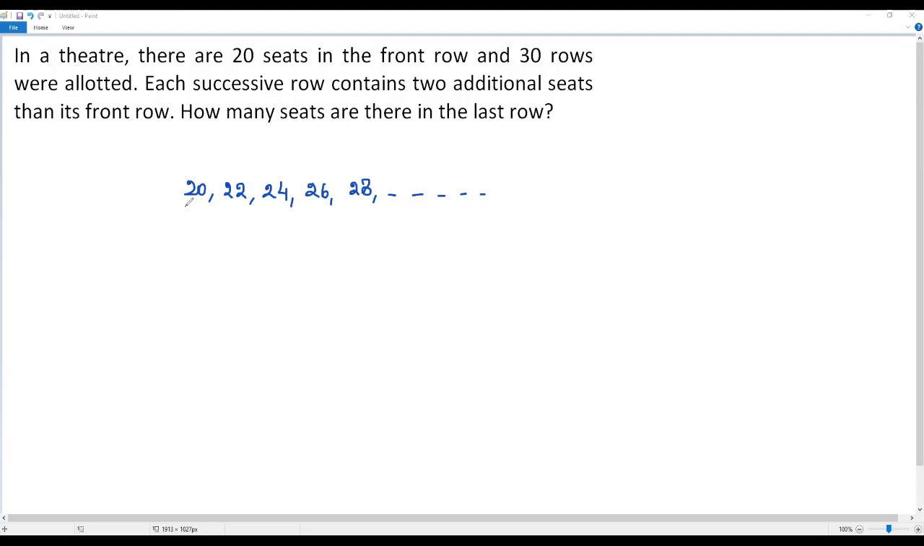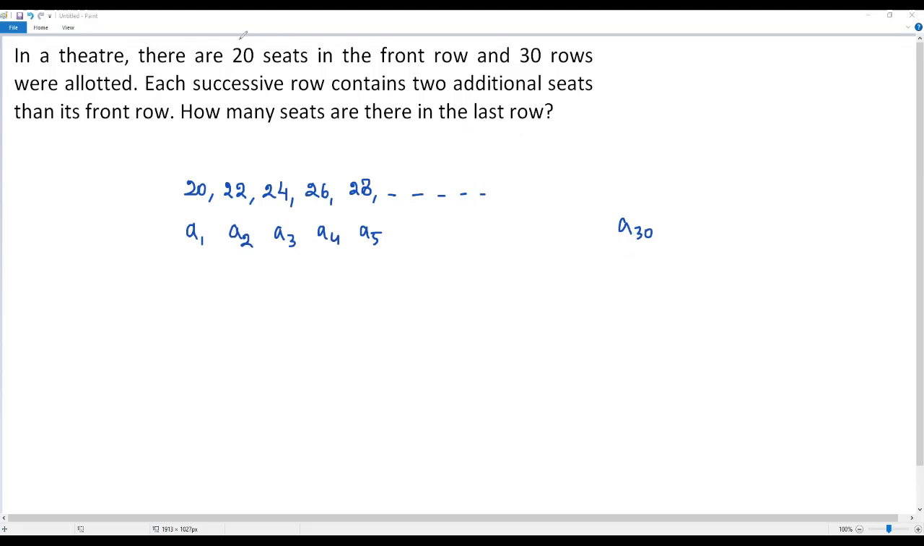Okay, clearly the numbers we have over here form an arithmetic sequence because the difference between any two consecutive terms is the same, that is 2. So since these numbers form an arithmetic sequence, we can consider 20 as the first term of the arithmetic sequence, that is A1. This is the second term and this is the third term. 26 is the fourth term. 28 is the fifth term. In this way, when I keep on writing, A30 will represent the number of seats in the 30th row. So that is why I have to find the value of A30, which gives the number of seats in the 30th row, and also it is the last row.